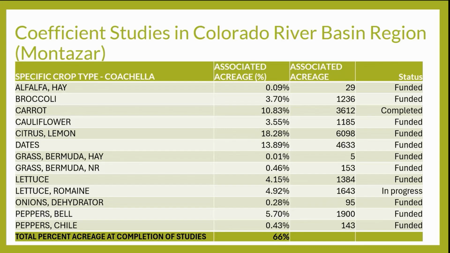And then recently, so this is Montezar's list of crops that he has studies for. And we have the carrot and the Sudan grass in here. Oh, because you guys don't have any. So carrot, which is completed for Coachella.